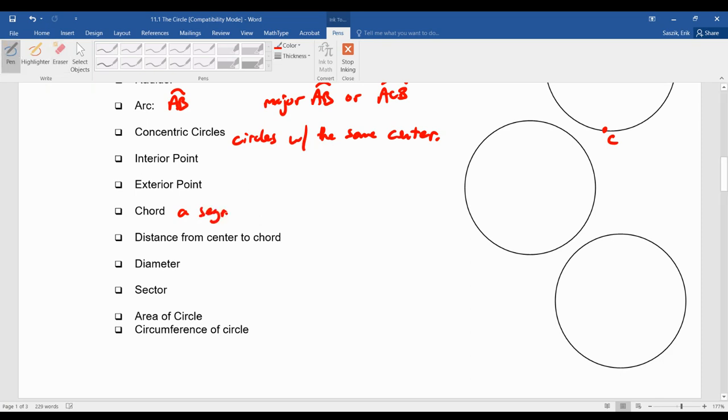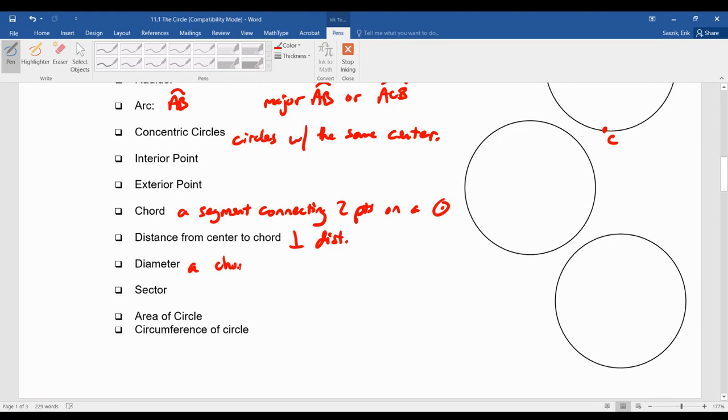It is a segment connecting 2 points on a circle. Now, distance from a center to a chord, of course, whenever you're measuring from a point to a segment, you always measure the shortest way, so that would be the perpendicular distance. Diameter, of course, is a special chord.